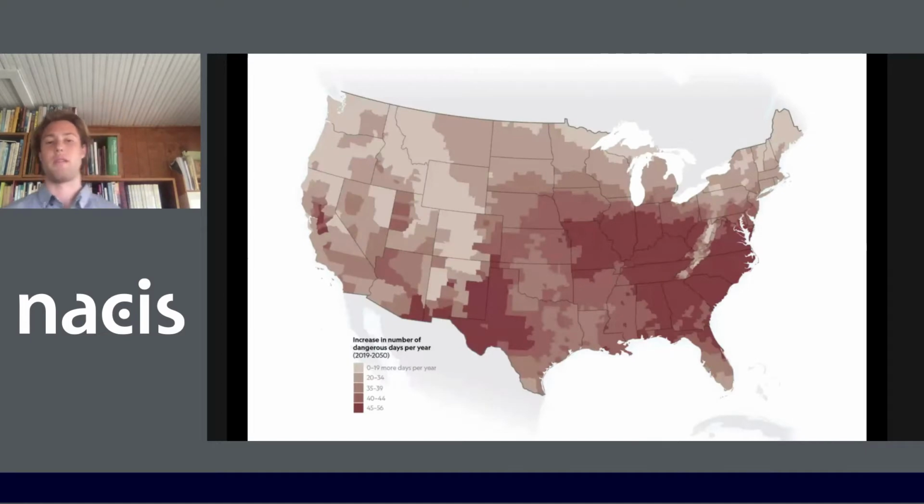This next example is just a simple choropleth with county level data. It's about heat index in the United States. You can see that there's a lot of different categories here, but what this is specifically showing is the number of dangerous days predicted by 2050.